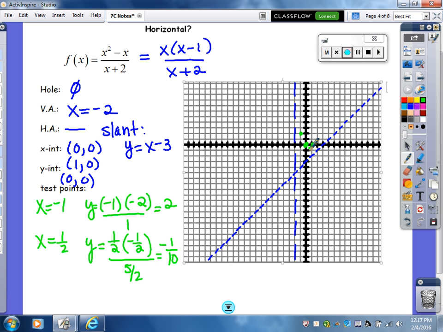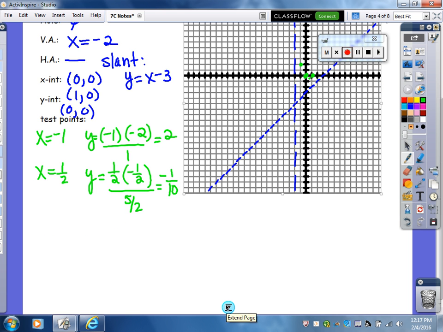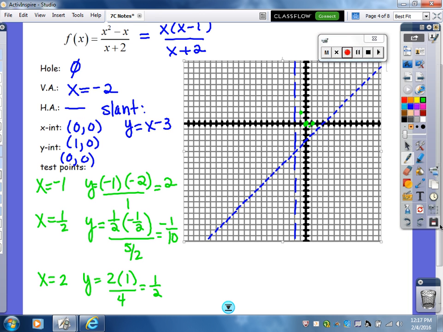All right, let's plug in one more point, and then we're done with half of it. Let's plug in x equals 2. So y equals 2 times 2 minus 1, which is 1, over 2 plus 2, which is 4. So 2/4 is 1/2. So at 2, 1/2. Okay, so this piece of the graph, remember, respect our asymptotes, it's coming and it's doing like that.